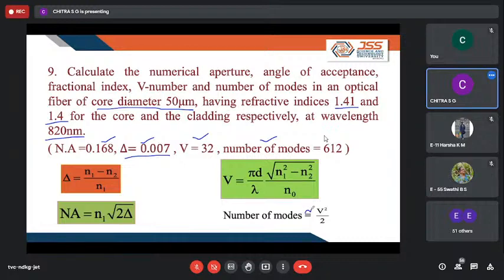Next one. So you can use sine theta naught is square root of n1 square minus n2 square by n naught, or if you know delta, you can use this also to calculate sine theta naught and theta naught. Is anyone able to tell me the answer? Is it okay with my answer? So then we can proceed further.